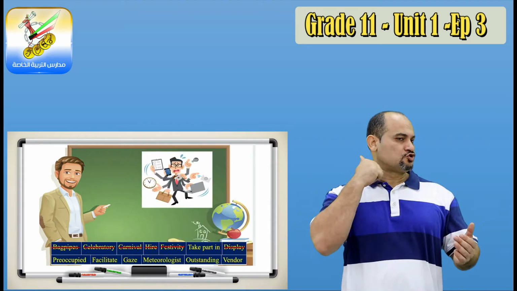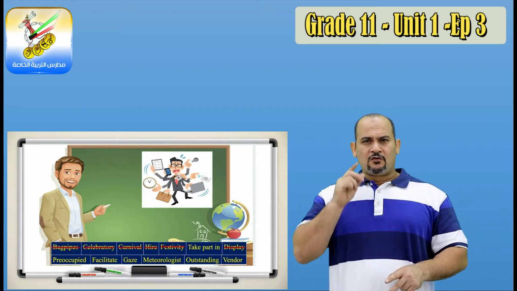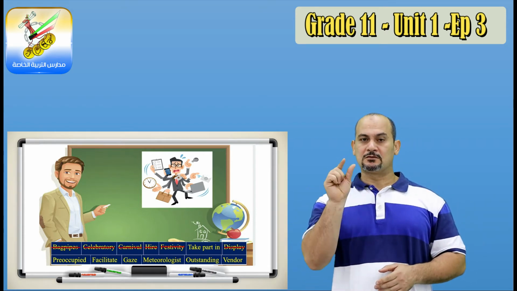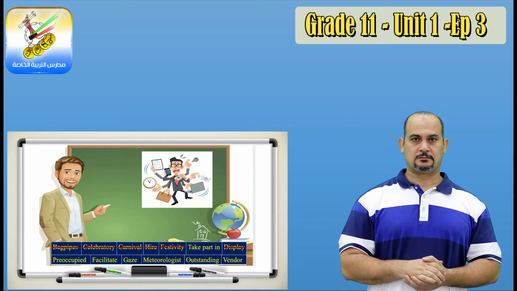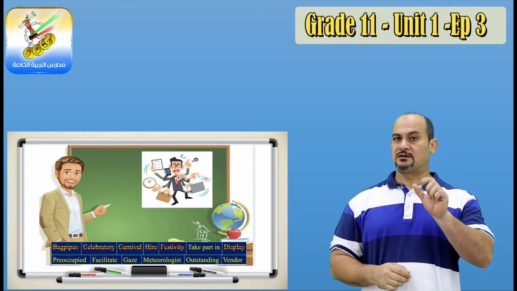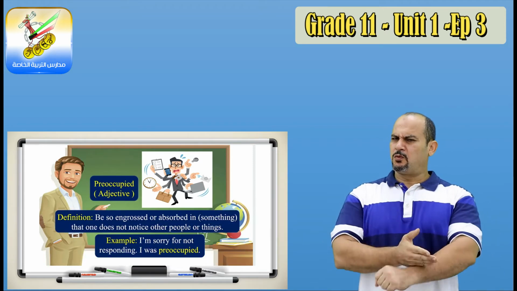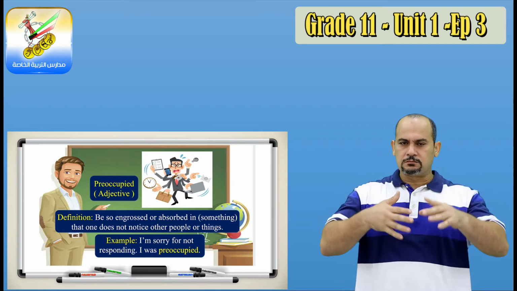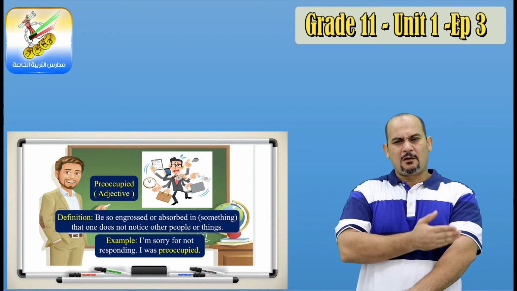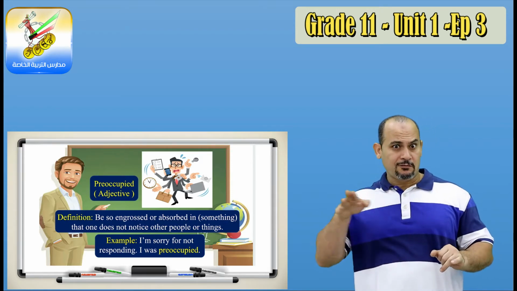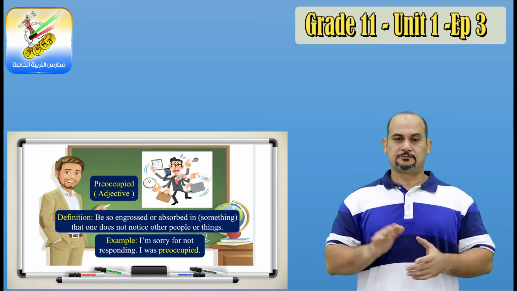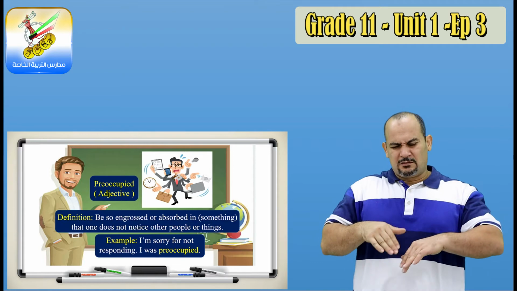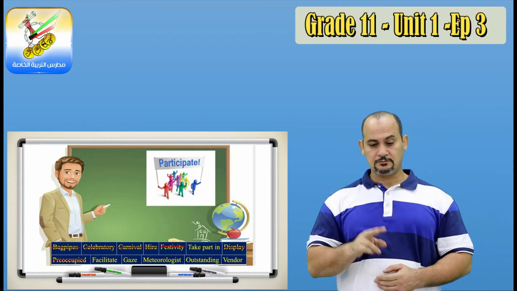In this picture, you can see a man who is busy, very busy. So, can you guess this picture refer to which word? It refers to the word preoccupied. It's an adjective. The definition of this word is to be so engrossed or absorbed in something that one does not notice other people or things. Here's an example. I am sorry for not responding. I was preoccupied.